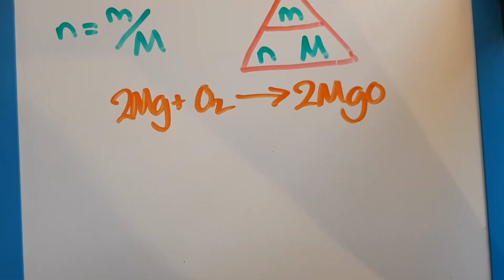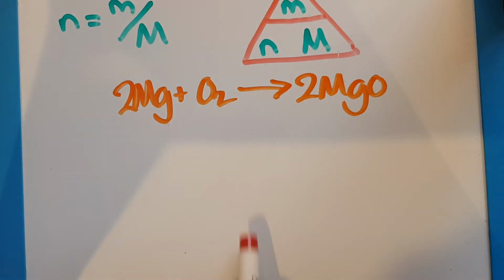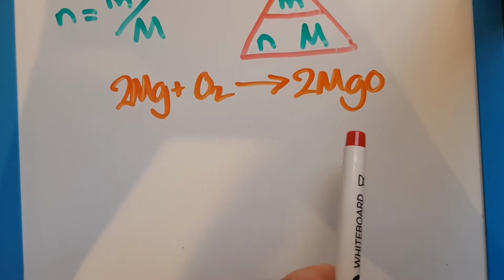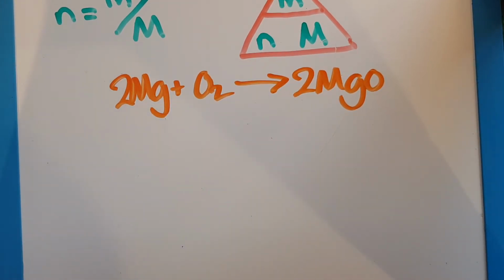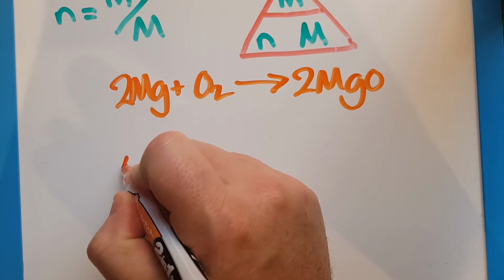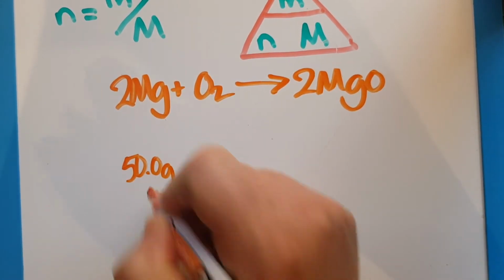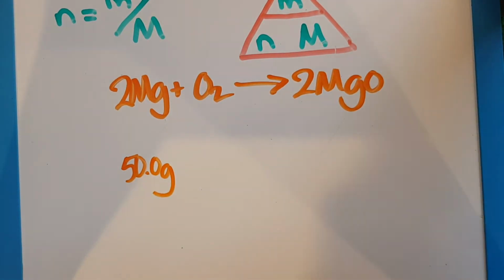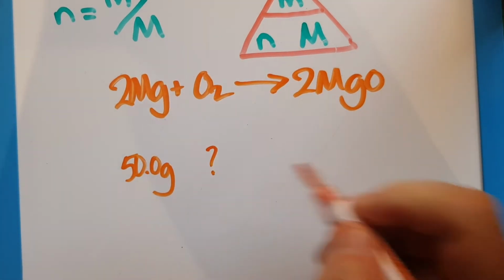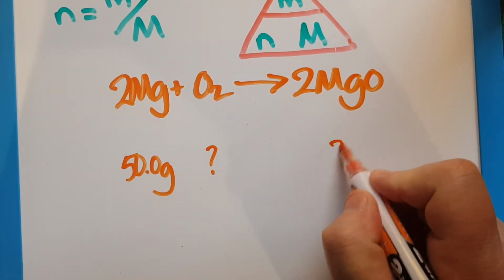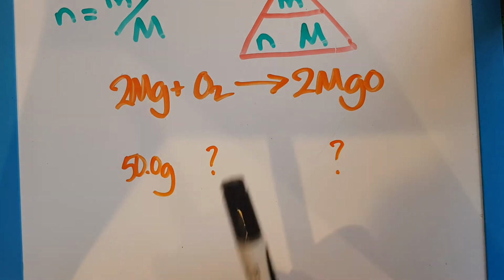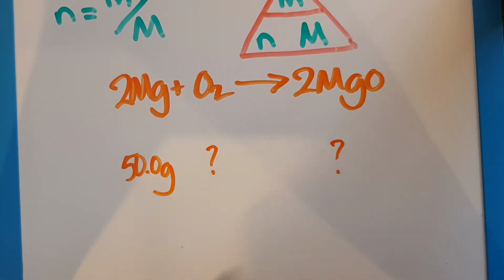And the question is to find out how much oxygen is reacting and how much magnesium oxide is made for a given mass of magnesium. So let's say the question has told me that I've got 50 grams of magnesium. And it wants to know the mass of oxygen and the mass of magnesium oxide. So how much oxygen is used, how much magnesium oxide should I expect to make?